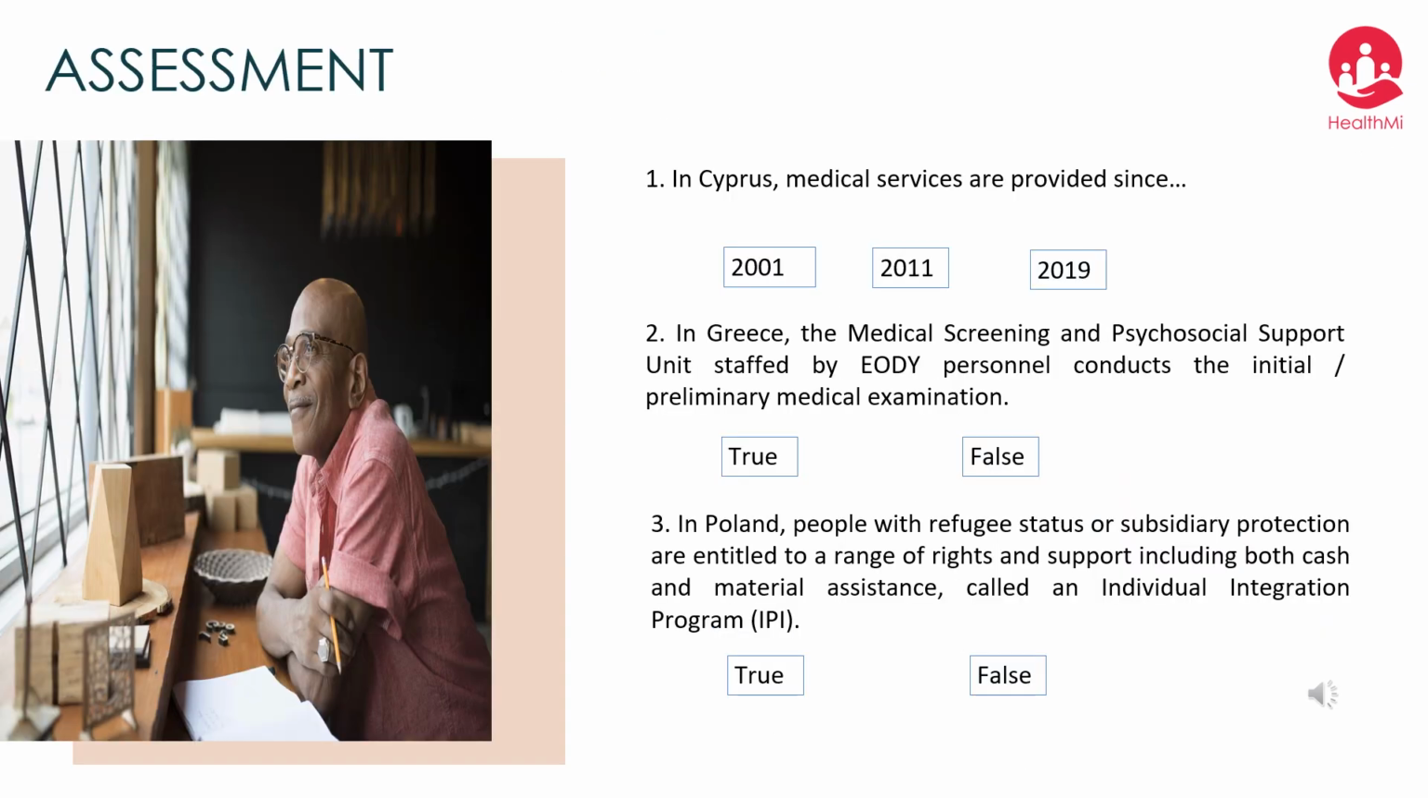Assessment. Now let's test your knowledge with a quick assessment. Answer the following questions to see how much you've learned. 1. In Cyprus, medical services have been provided since 2001, 2011, or 2019? 2. In Greece, the Medical Screening and Psychosocial Support Unit, staffed by EODY personnel, conducts the initial preliminary medical examination. True or false? 3. In Poland, people with refugee status or subsidiary protection are entitled to a range of rights and support, including both cash and material assistance, called an Individual Integration Programme, IPI. True or false?